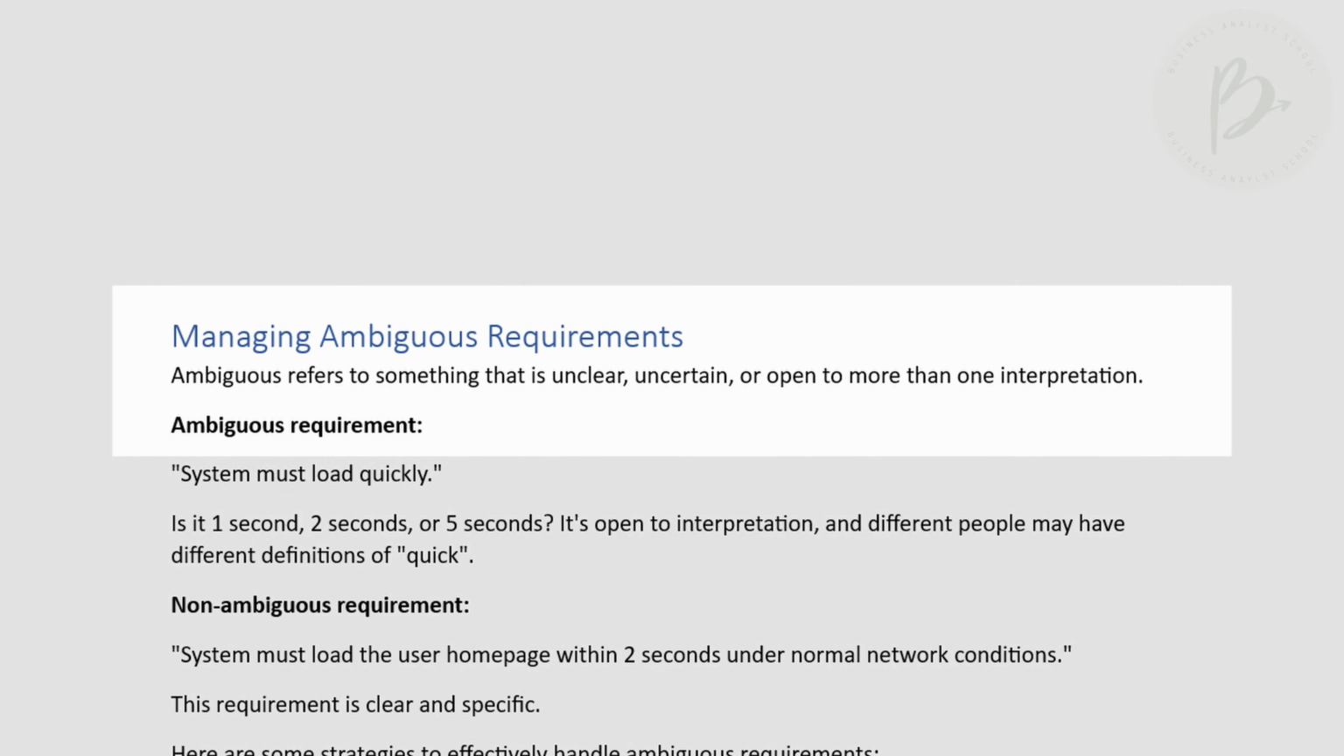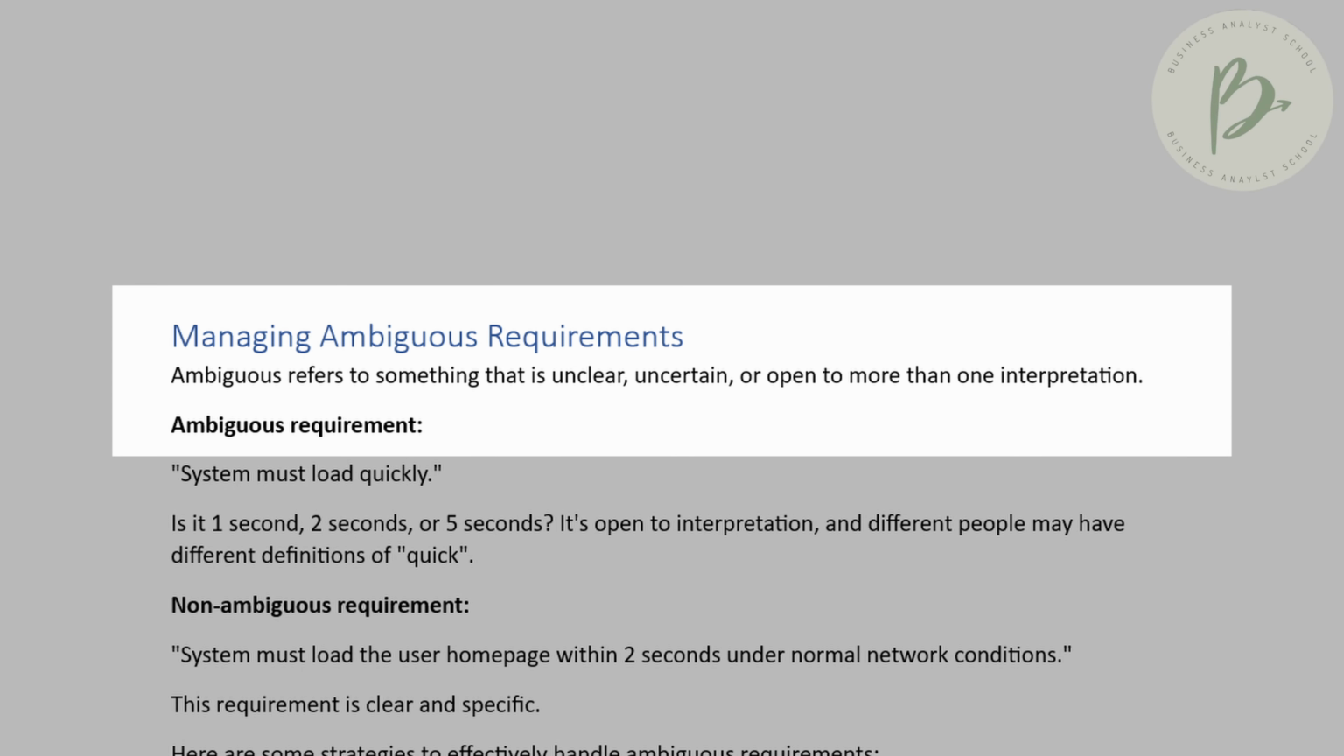But what exactly do I mean by ambiguous requirements? Ambiguous refers to something that is unclear, something that is not easy to understand, something that is uncertain, and it's open to more interpretation. And as business analysts, when we are gathering and documenting requirements, we need to make sure it's clear, it's understood, because we are trying to create something from that requirement, right? So if something can be misunderstood in multiple ways and it's not clear which interpretation of that requirement is the correct one, it's considered ambiguous.